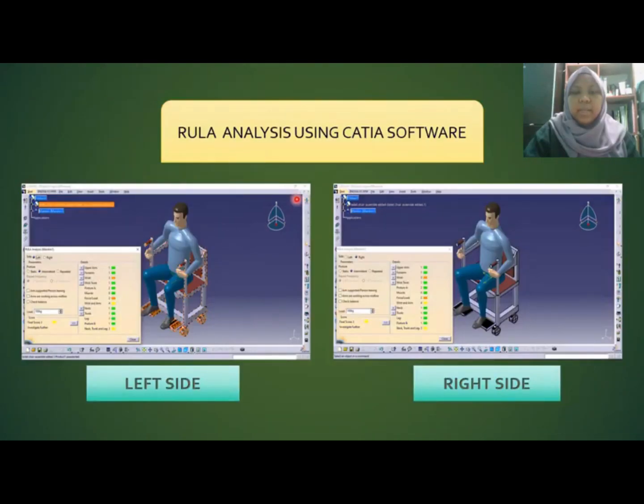A 25 percentile mannequin is made using the CATIA software. As you can see, both sides of the body score is 3, which is low risk, but change may be needed. If we do this analysis, we got 4, and when we do the product enhancement to reduce the score, which leads to lower risk of getting back pain by putting in the cushion.